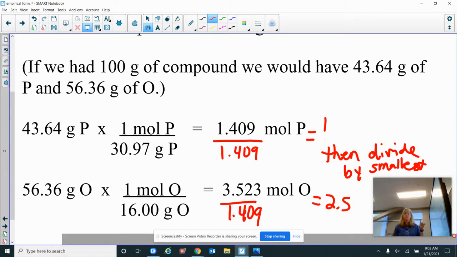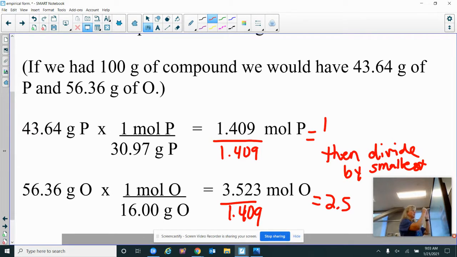This is where you have one extra step if you end up with a decimal. If it's 0.1, so if this would have been 2.1, you can just round that to 2. If it would have been 2.9, you can just round that to 3. But when it's 0.2, 0.3, 0.4, 0.5, 0.6, 0.7, 0.8, you have to multiply by a number to make that within 1/10 of a whole number or a whole number.